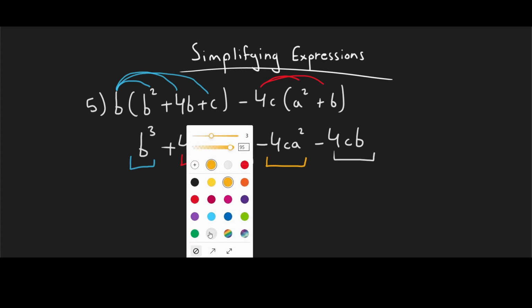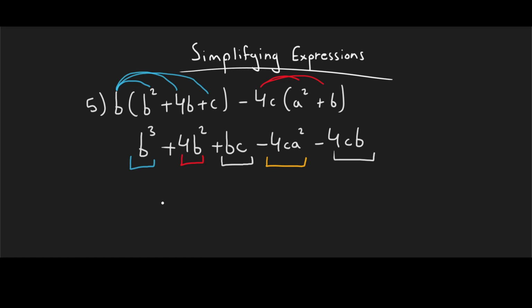b cubed stays the same. The 4b squared stays the same. So we have bc minus 4cb. So it's like saying 1 minus 4. This will give us negative 3bc or cb. Let's say cb minus 4ca squared. So this is our final answer.